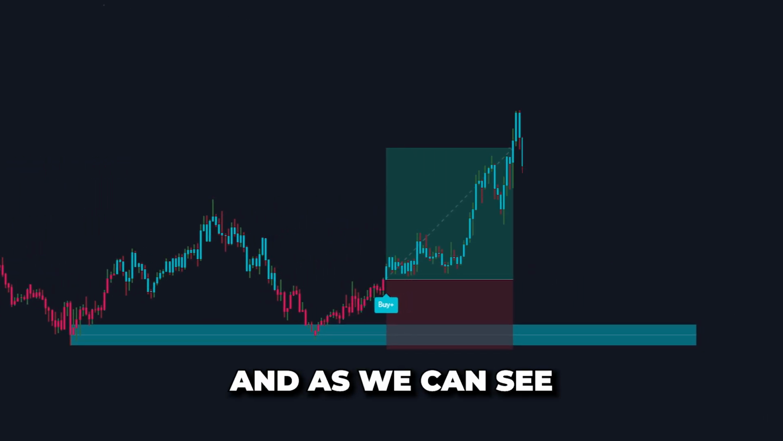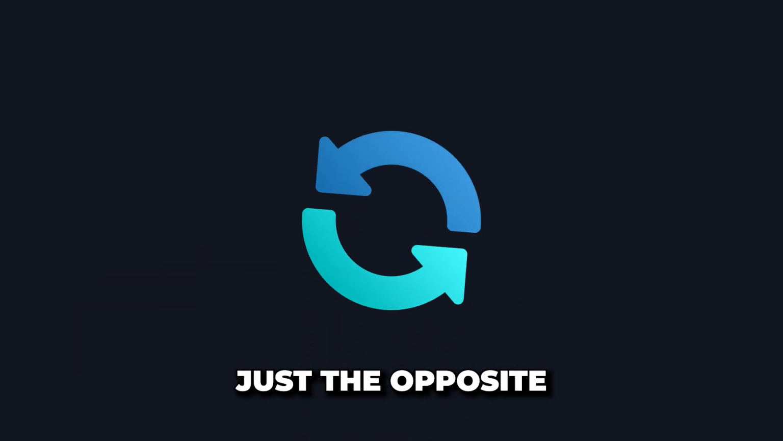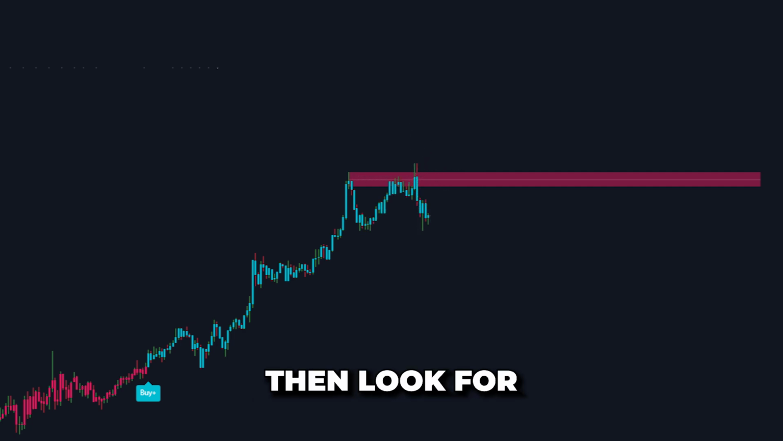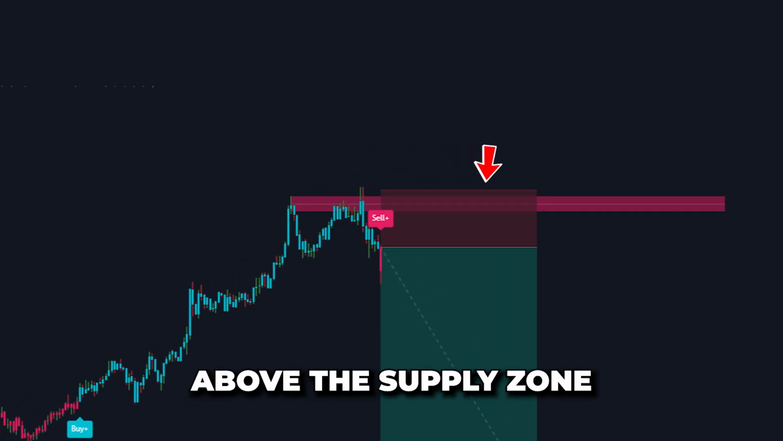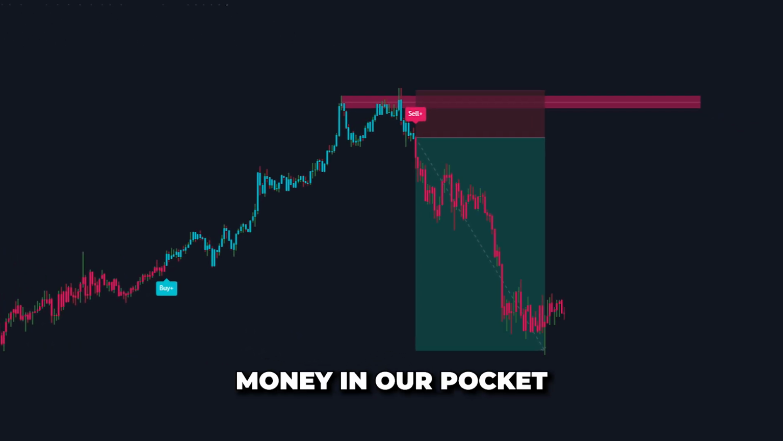And as we can see, the trade played out perfectly. For short trades, it's the same, just the opposite. Wait for the supply zone to be created, and now wait for the price to come back up and retest it. Then look for a sell signal as a confirmation. Now we can enter the trade and set our stop loss a little bit above the supply zone and take profit at the previous lows. And voila, money in our pocket.